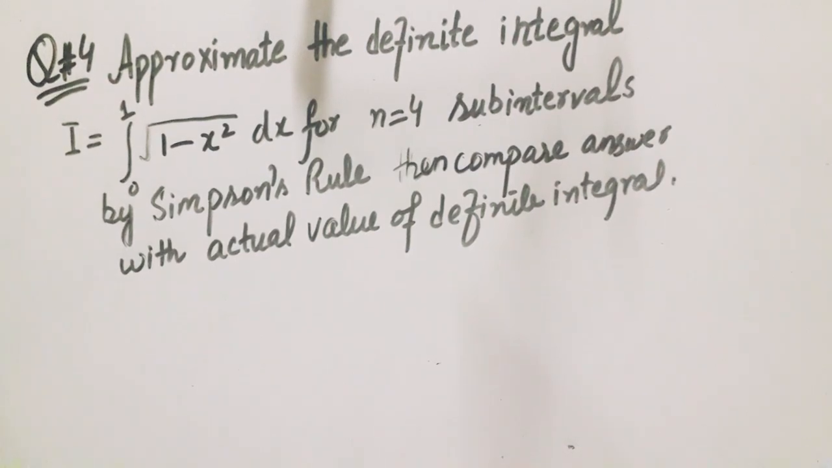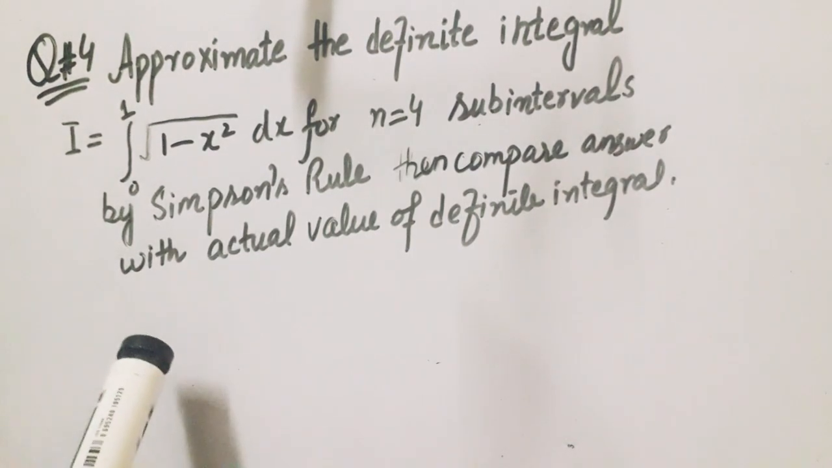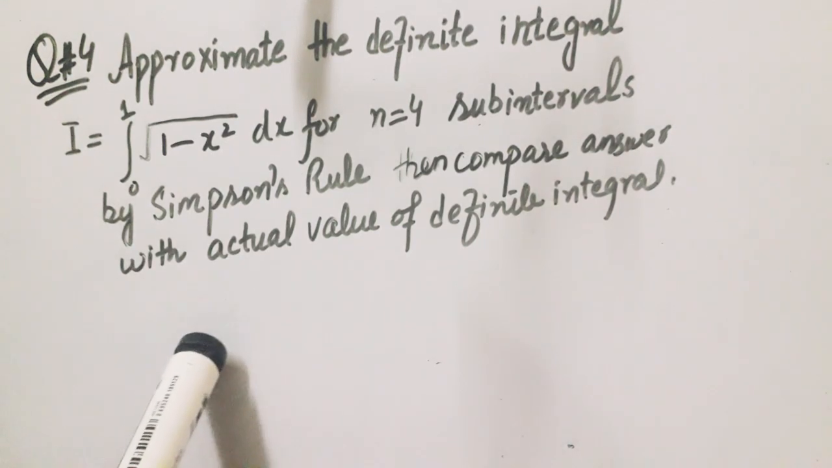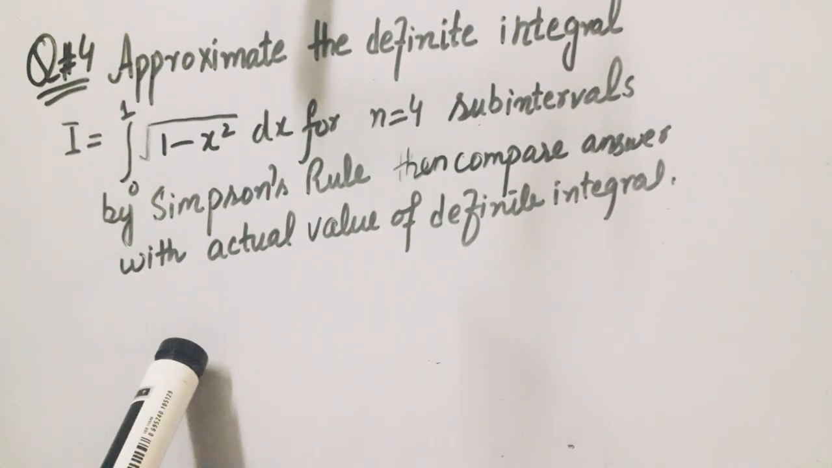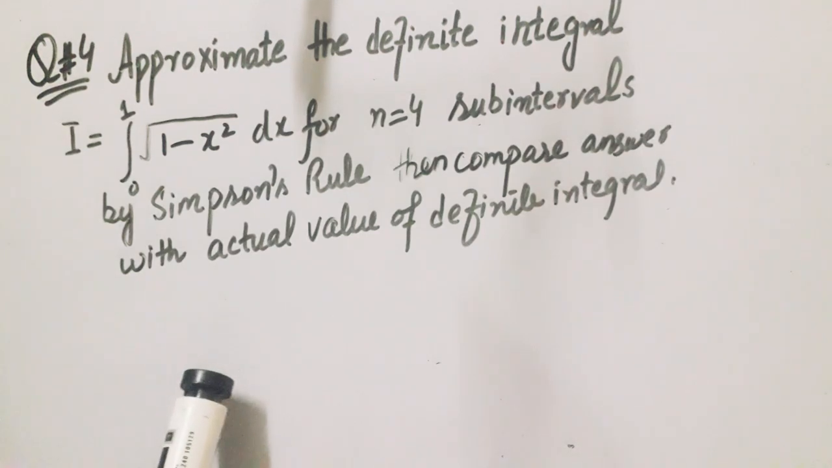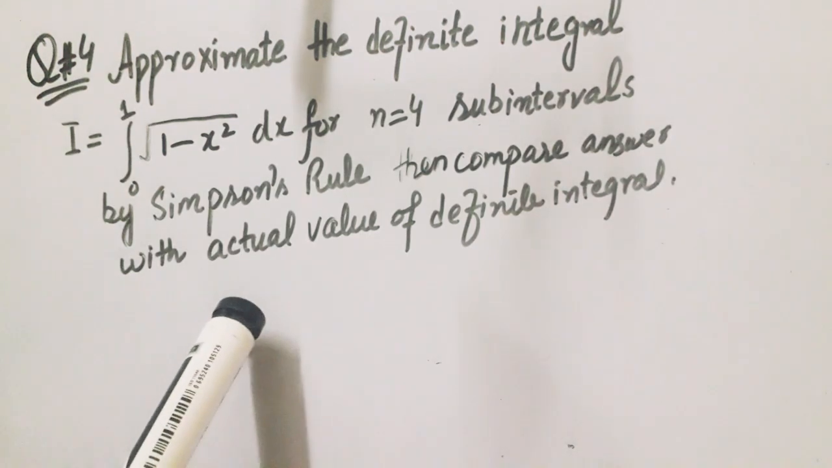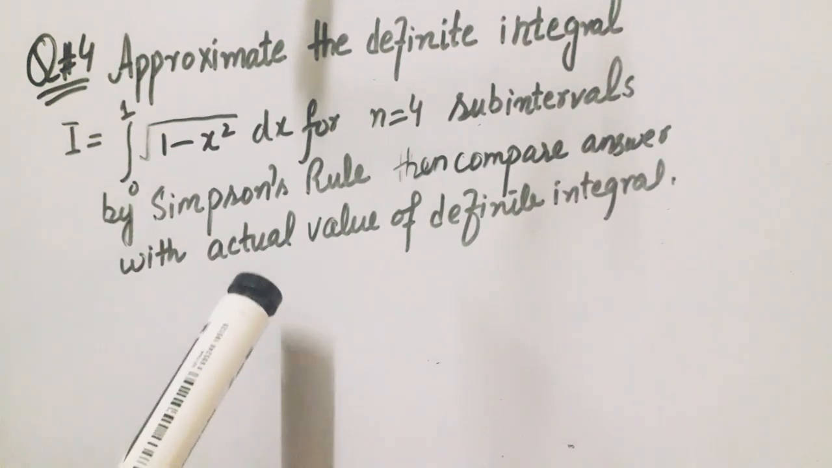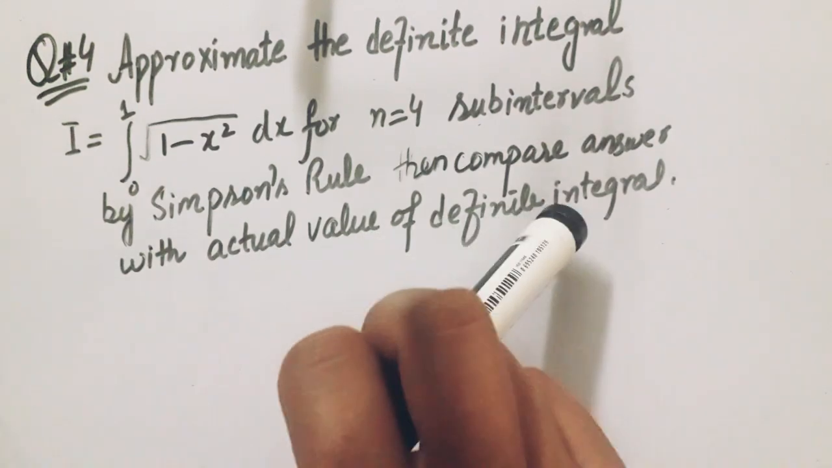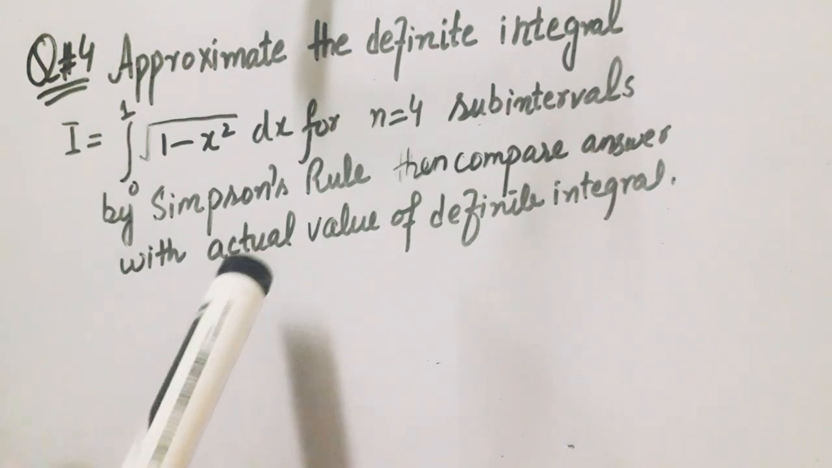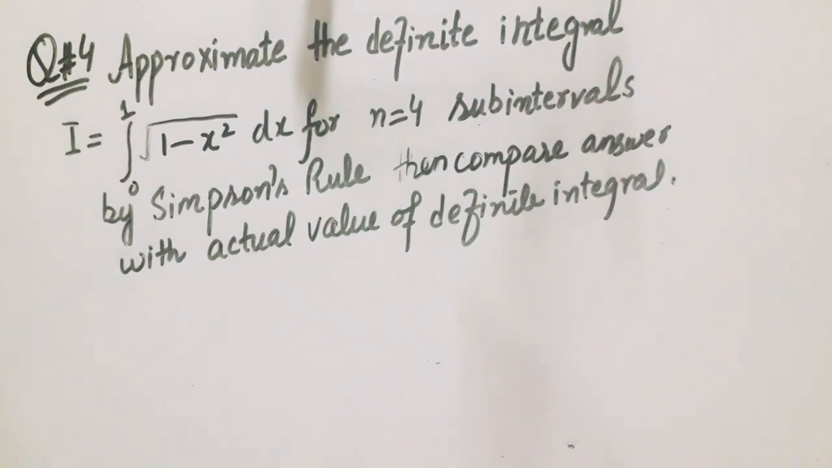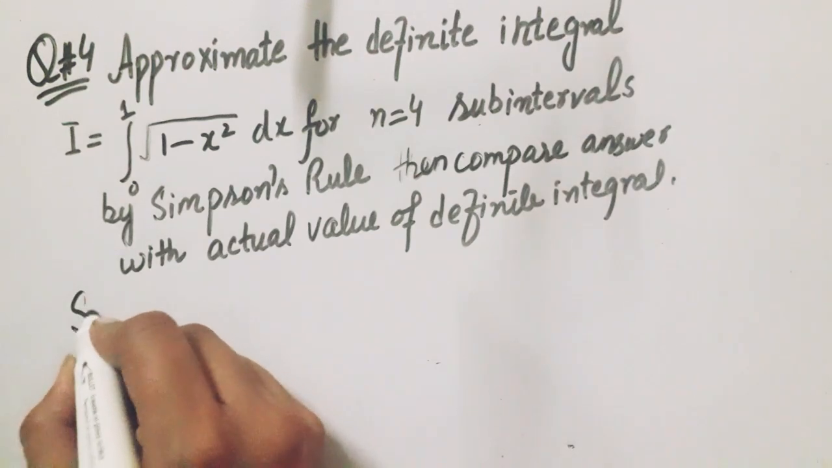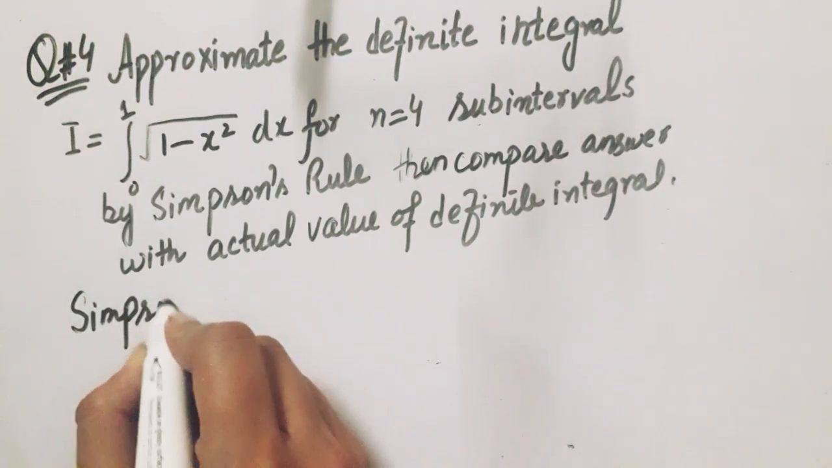Before solving this question, we will recall the Simpson rule formula for n equal to 4. Then we will calculate the delta x value. We will determine the different x values. Then we apply the Simpson rule, calculate the actual value of this definite integral, and then compare both our answers. So first of all, I will explain to you the Simpson rule.